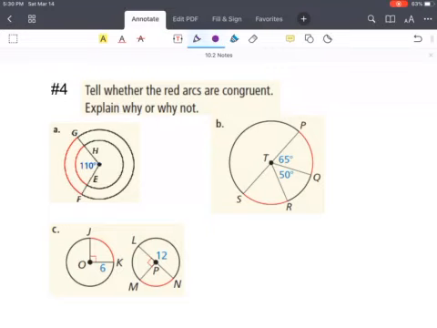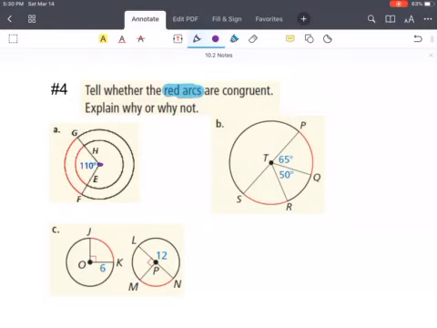So number 4, we're going to look at, in some cases, different circles, or in some cases, the same circle, but tell whether the red arcs are congruent. If you print, you might not be able to see the red, but looking on here, you can see the red arcs. In letter A, these are concentric circles, remembering vocab from the other day.